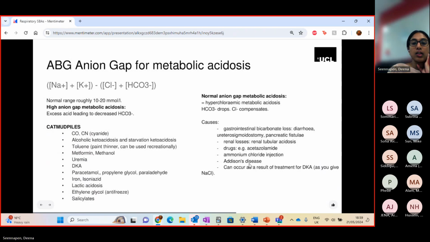There's a lot less for the normal one, so they're quite easy to remember. So if you remember these normal anion gap causes, then really everything else is high anion gap. And most commonly, the ones that you'll see for normal is the Addisonian crisis or GI losses. So those two are the main two to remember for normal. Okay.